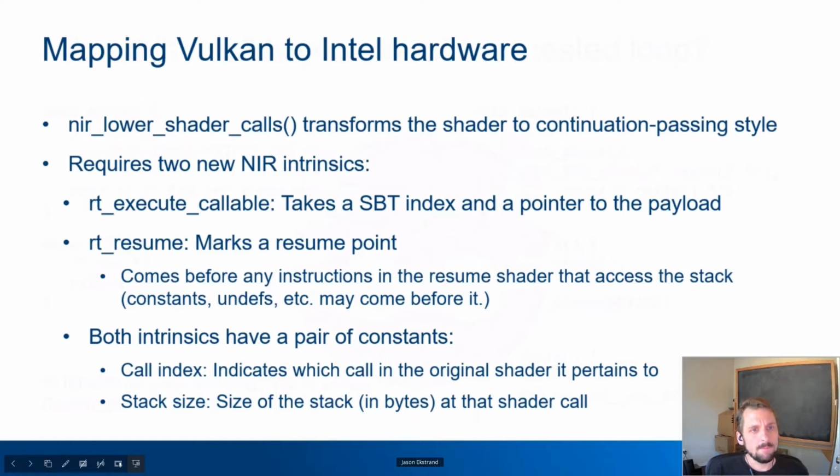This pass has two new NIR intrinsics. It has RT execute callable, which is different from the execute callable that you get out of SPIR-V, because we want to be able to sort of denote the things that are happening before and after the lowering. This takes a shader binding table index and a pointer to the payload. It's assumed that the shader binding table is magically bound somewhere somehow.